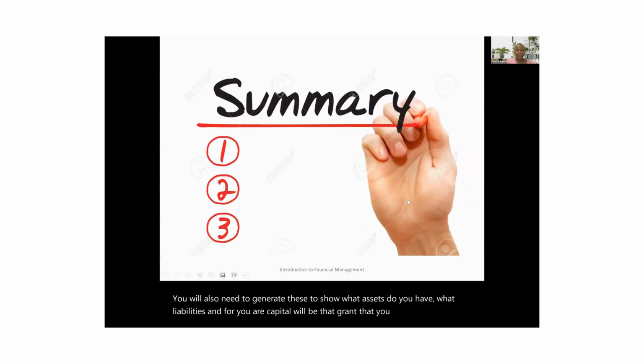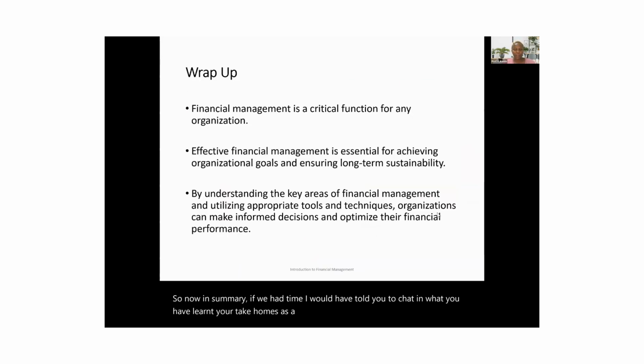So now in summary, if we had time, I would have told you to chat in what you have learned, your take-homes as a summary, but I want to just give you a wrap up, which in a way summarizes. One is that financial management is a critical function for any organization, for any business, for any individual. And we've learned what financial management is. We've seen the challenges that a business will have if they don't. We've actually seen most of the problems are around financial management. So having knowledge of finance is very essential. Again, we've seen that businesses will have goals and financial management will enable them to achieve these goals. And by achieving these goals, they'll be able to have the long-term sustainability of the business.